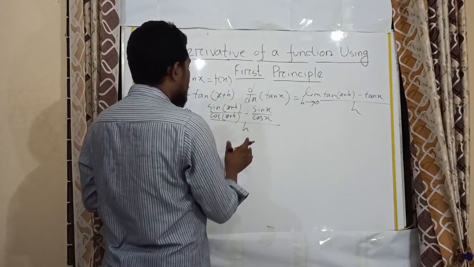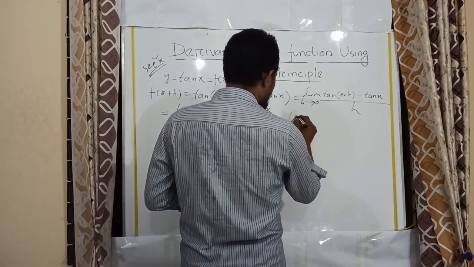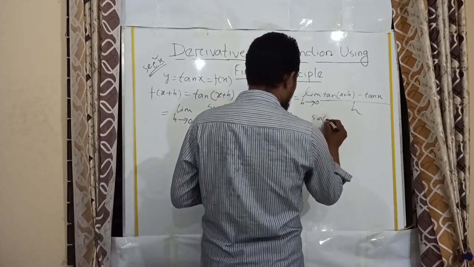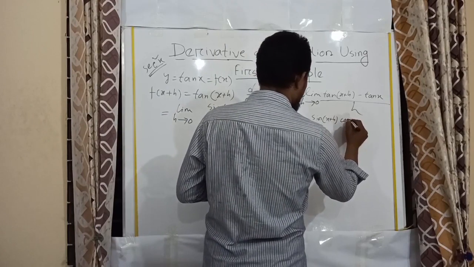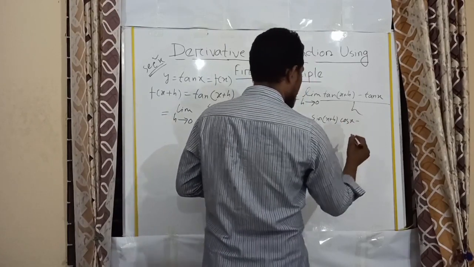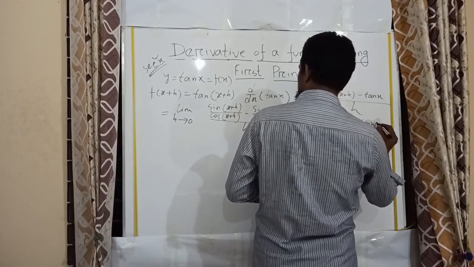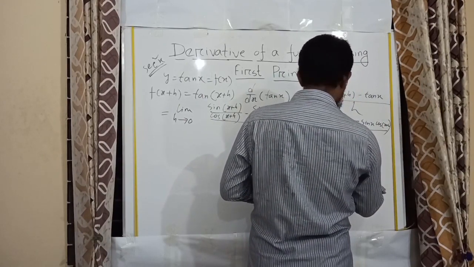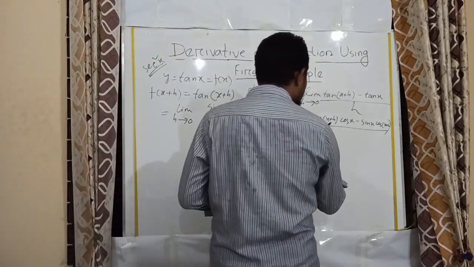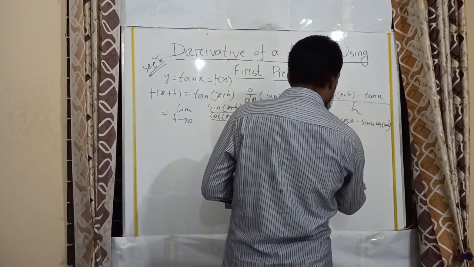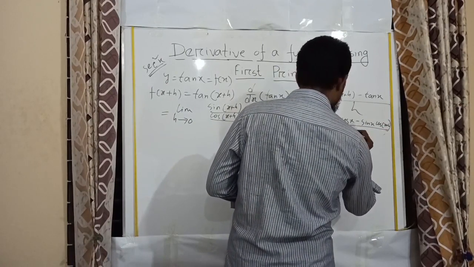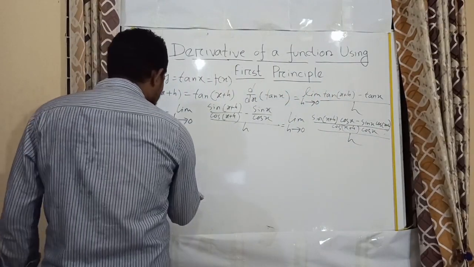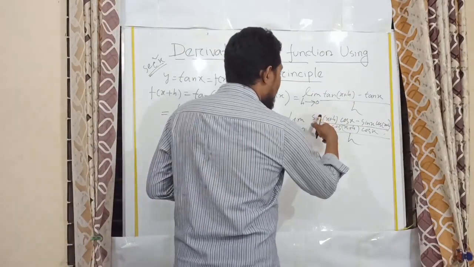So now we will make it LCM. Limit h tends to 0 of sine of x plus h cos x minus sine x cos of x plus h, divided by cos of x plus h, cos x, and h. So now here you can see.